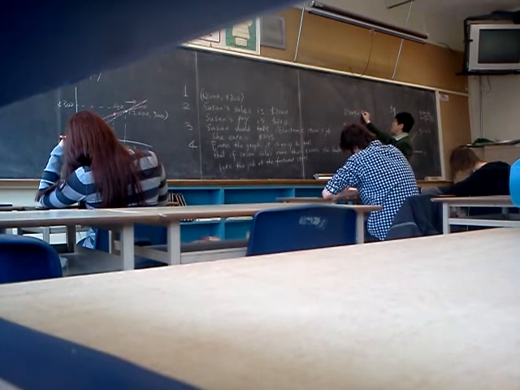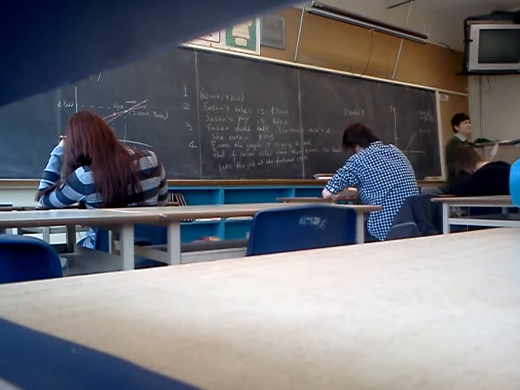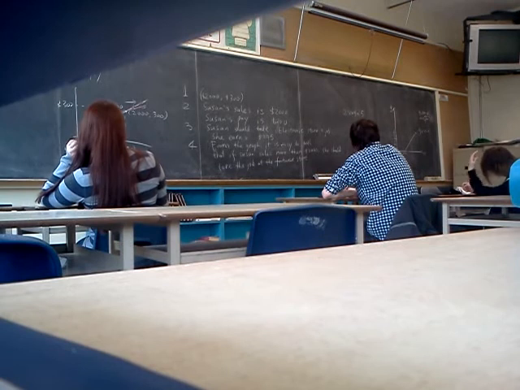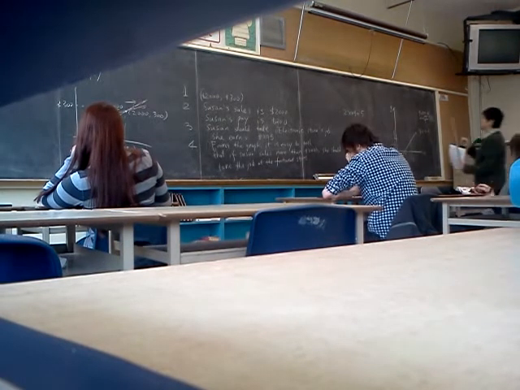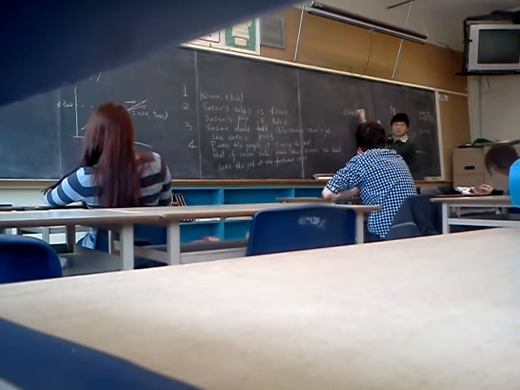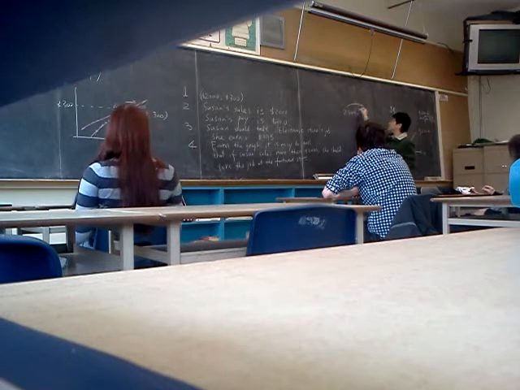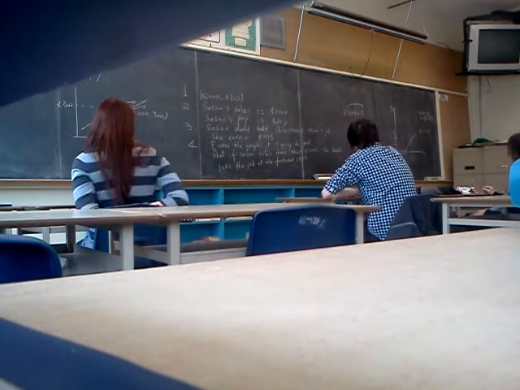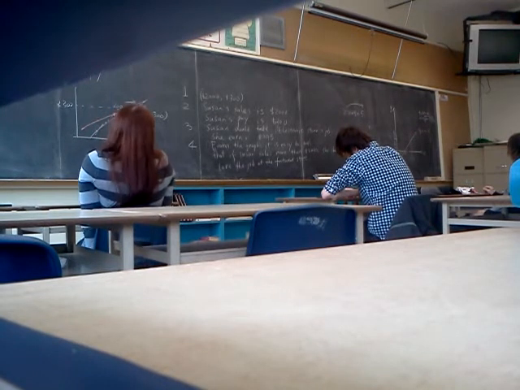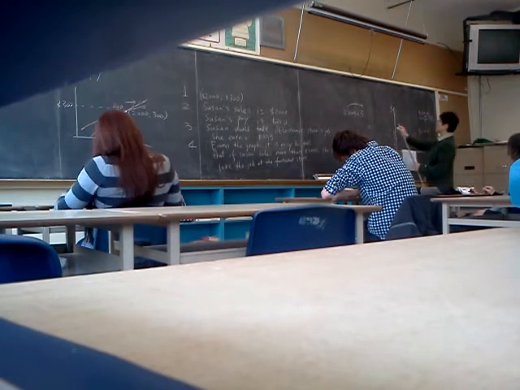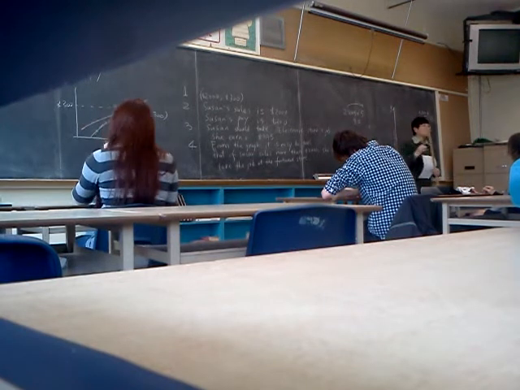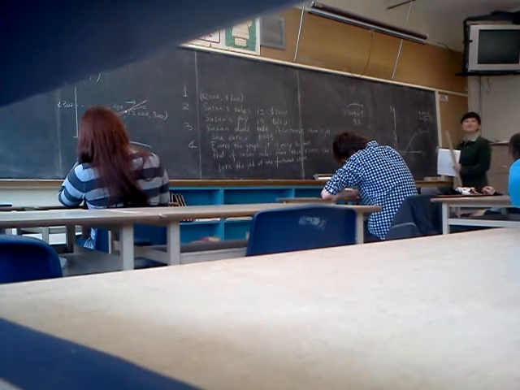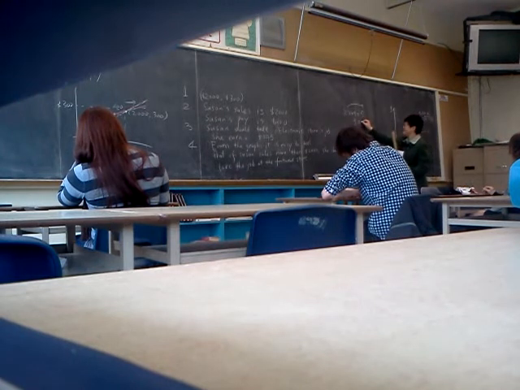This one is not in slope-intercept form. I want you to change it to slope-intercept form. That means you want to have y by itself. You don't want to see the 2x. When you move the 2x to the other side, what are you going to have? y equals minus 2x plus 5.